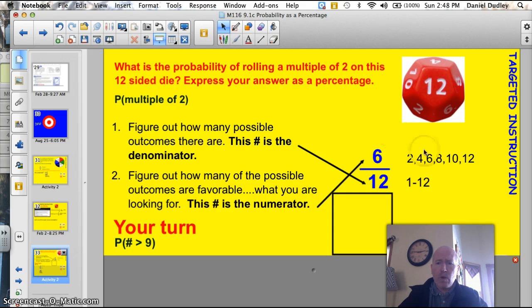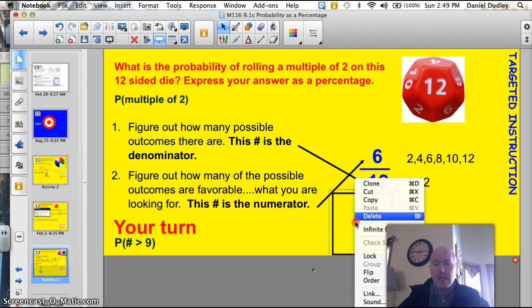Example 1. Here's a 12-sided die. What is the probability of rolling a multiple of 2 on this 12-sided die? Express your answer as a percentage. Okay, so we're looking for a multiple of 2. There's a total of 12 combinations on there, any of the numbers 1 through 12. Our numerator then is how many favorable outcomes we have. It could be a 2, a 4, a 6, an 8, a 10, or 12. So we have a total of 6 favorable outcomes, or 6 even numbers, multiples of 2.